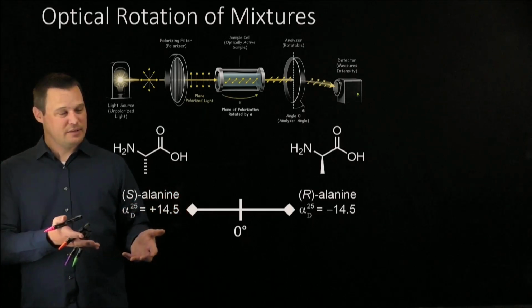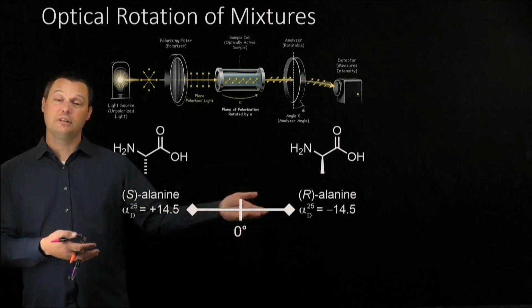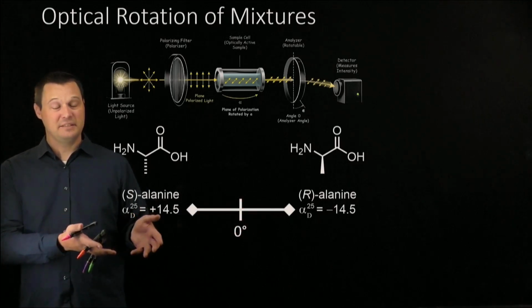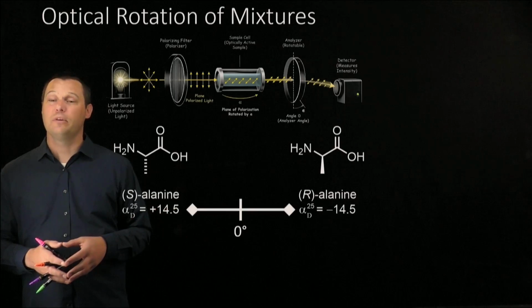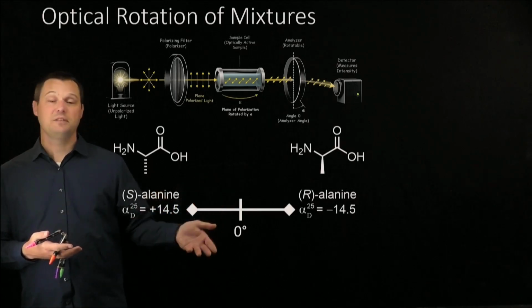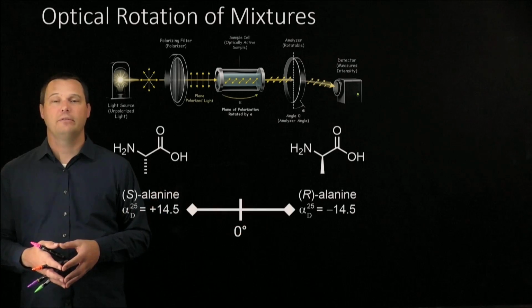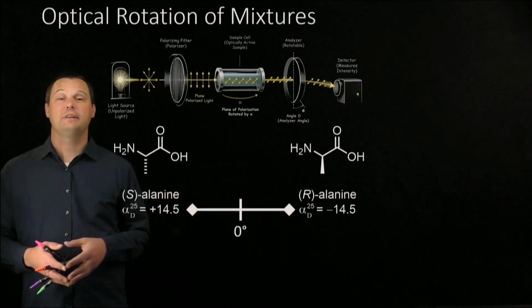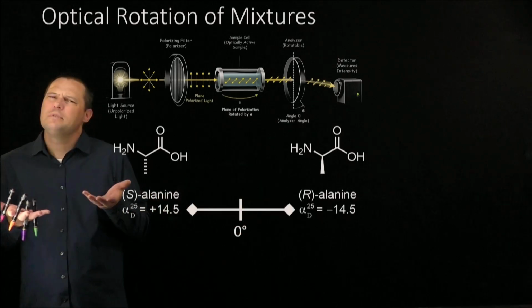One of the easiest ways to understand optical rotation of mixtures is by using a number line. S-alanine has a specific rotation of positive 14.5 degrees. Therefore, by definition, its enantiomer R-alanine has a specific rotation of negative 14.5 degrees. Each end of the number line represents a pure enantiomer. So what happens in a mixture?